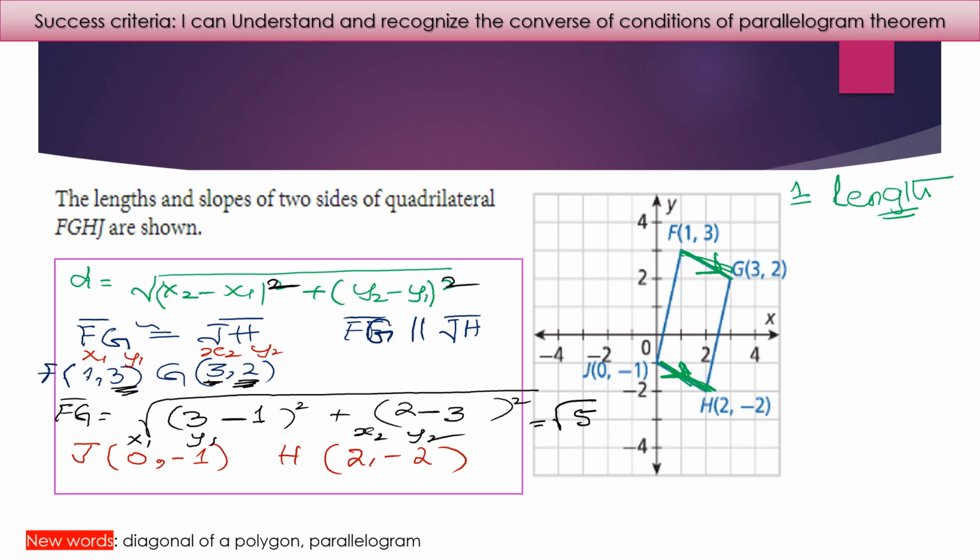What am I going to do? Yes, I am going to find out the distance between the JH, or the length of JH, by using my distance formula. I make the two brackets with the power 2, and in between I will write the plus sign. I am going to use this formula.